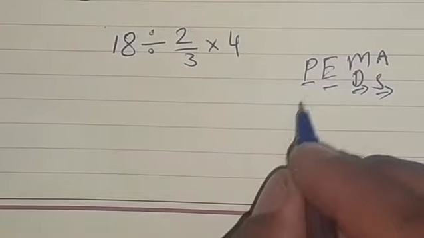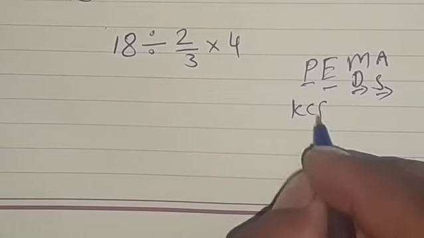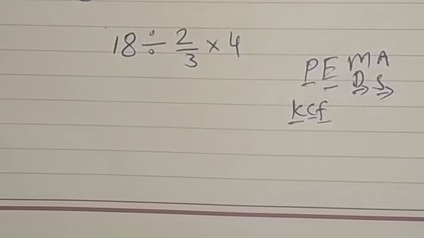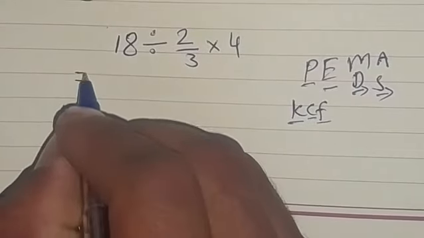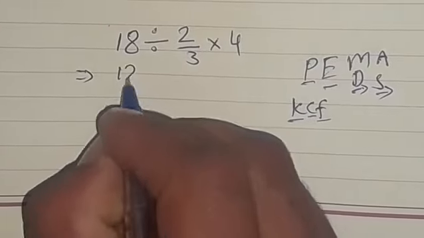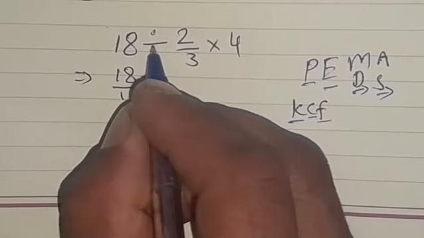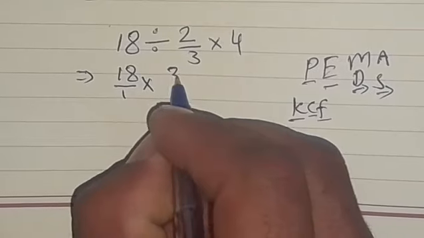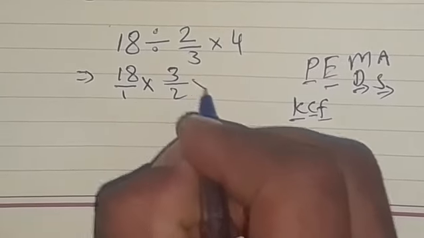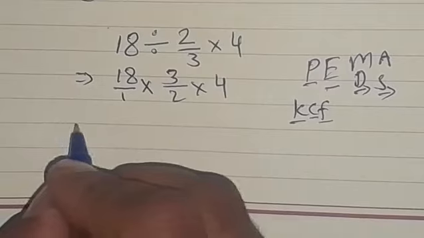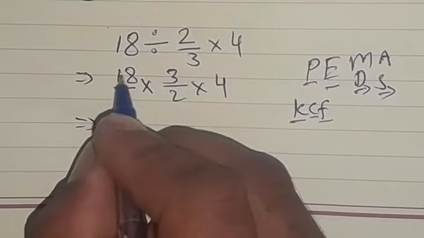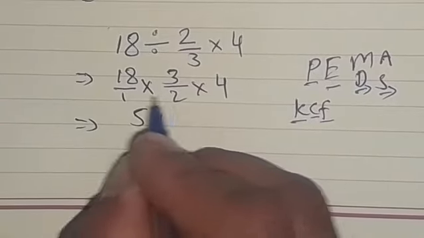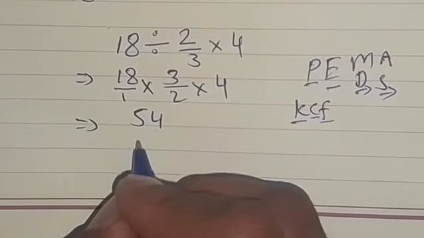Now we solve it by the rule of KCF. K means keep as a fraction, C means change division to multiplication, and F means flip the second fraction. So we have 18 over 1, division changes to multiplication, and we flip the second fraction to 3 over 2, multiplied by 4. So 18 times 3 gives us 54, and 1 times 2 gives us 2.